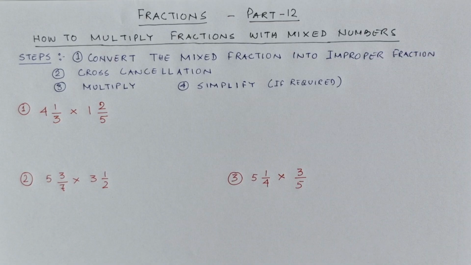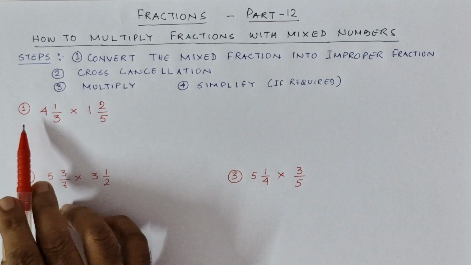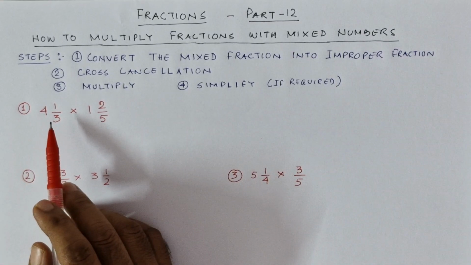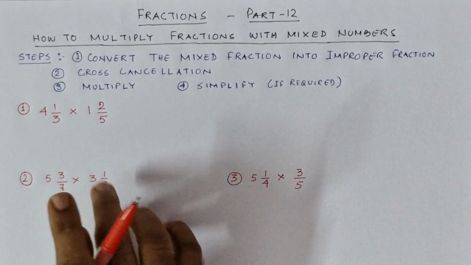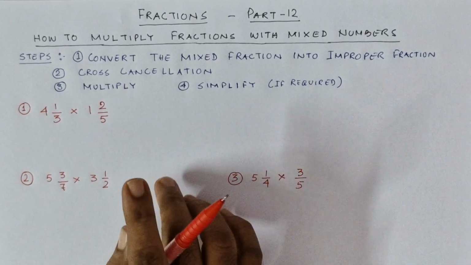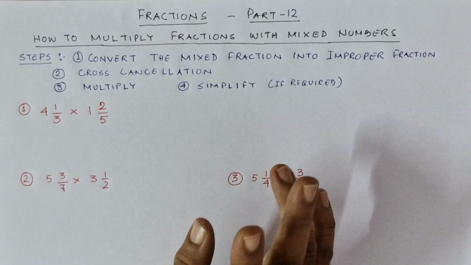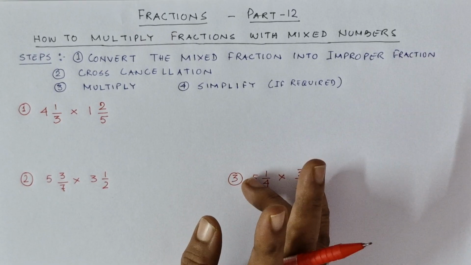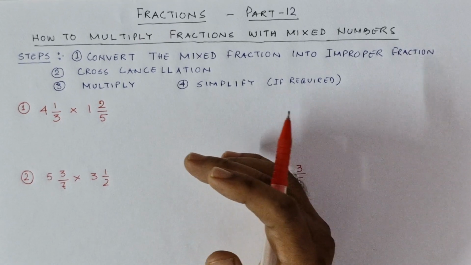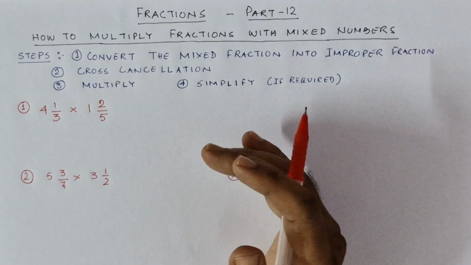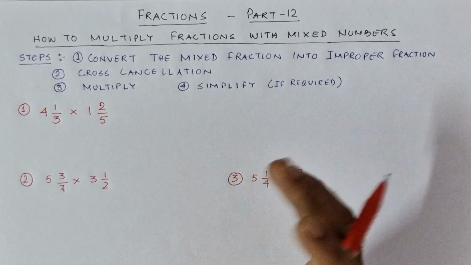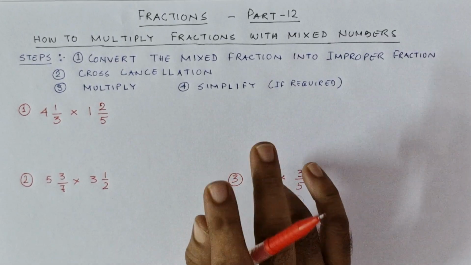So let's take up the first example. But one thing before moving on to the problems, always remember mixed fractions are always greater than 1. Mixed fractions are always greater than 1 because their numerator is always greater than the denominator, so it has to be greater than 1. Always remember that.